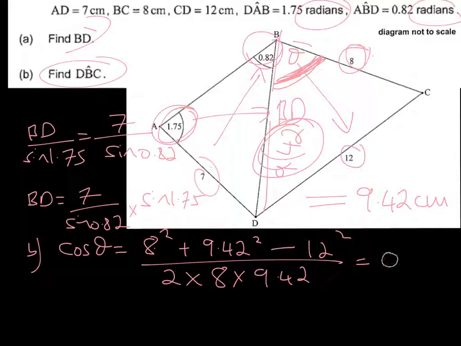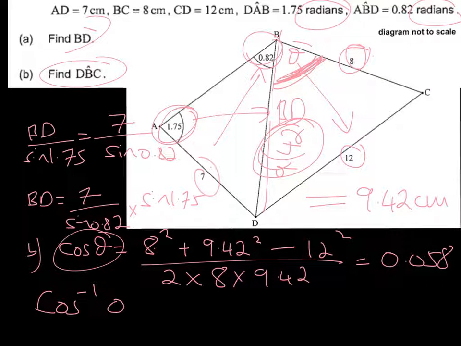And if we do that, we get 0.058. However, we don't want cos theta, we want theta. So we need to, therefore, take inverse cos 0.058. And if we do that, we get an answer of 1.5 radians.